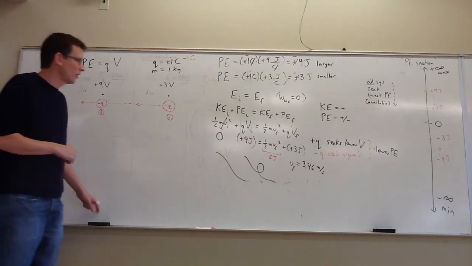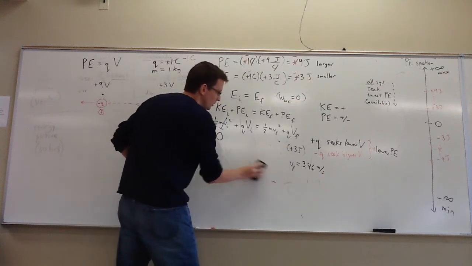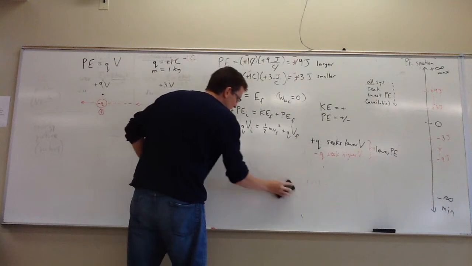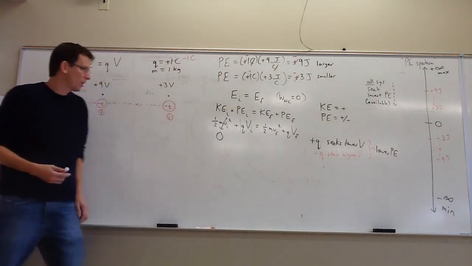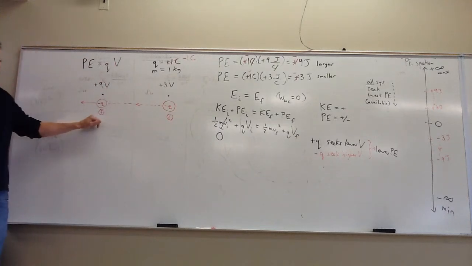Okay, well, maybe this will help. Let me go back to my equation. The computation looks very similar, right? I'm still going to balance it out. Let's say I wanted to release this charge from rest over here, and I wanted to find out how fast it's going over here, right?